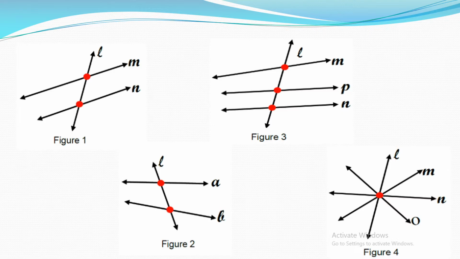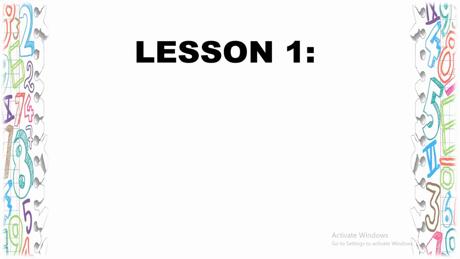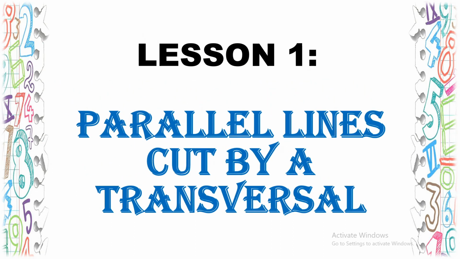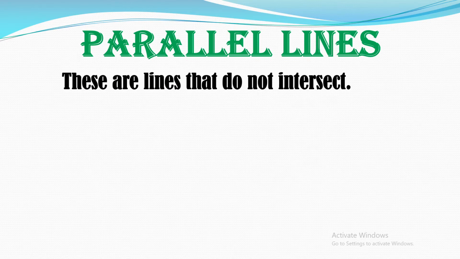So if we go back to the 4 figures, only line L on the fourth figure does not intersect the other lines at different points. So that's what it means by transversal. Now let's have our first lesson. Parallel lines cut by a transversal. But before that, can you still remember what are parallel lines? All right, these are lines that do not intersect.